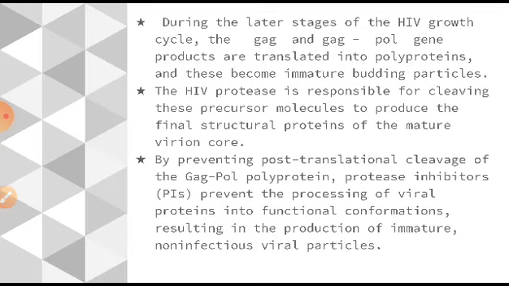During the later stages of the HIV growth cycle, the Gag and Gag-Pol gene products are translated into polyproteins. Now, here the name of the gene is given, which is responsible for making the proteins for the virus, and these become immature budding particles. The HIV protease is responsible for cleaving these precursor molecules to produce the final structural proteins of the mature virion core. By preventing post-translational cleavage of the Gag-Pol polyprotein, protease inhibitors prevent the processing of viral proteins into functional conformations, resulting in the production of immature non-infective viral particles.